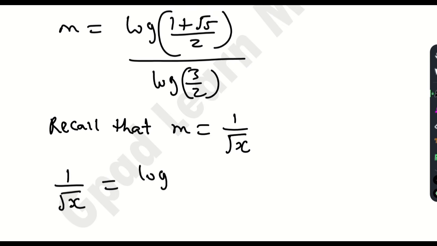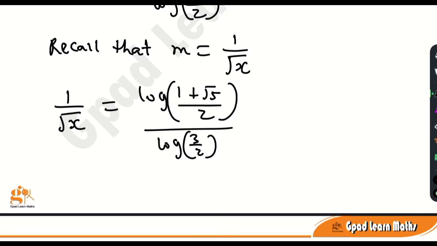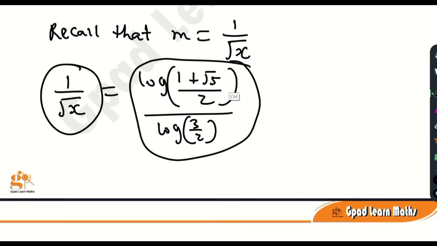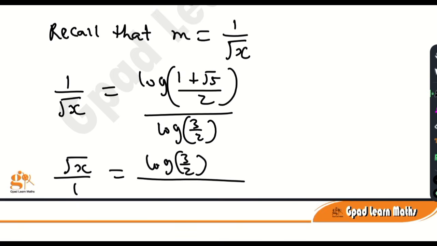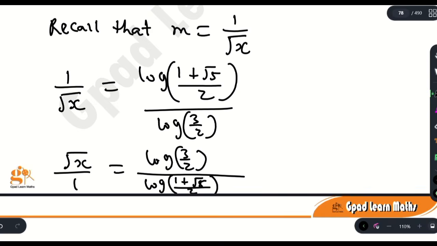So that's log of 1 plus root 5 over 2 divided by log of 3 over 2. What I'm going to do is flip this. I'm going to take the reciprocal of this, and I will do the same thing with this as well. So it's like turning it upside down. So I'll have root x over 1, or just root x, is equal to log 3 over 2, I'm flipping it, over log of 1 plus root 5 over 2. Sorry, that 2 is almost invisible, but you get the idea.